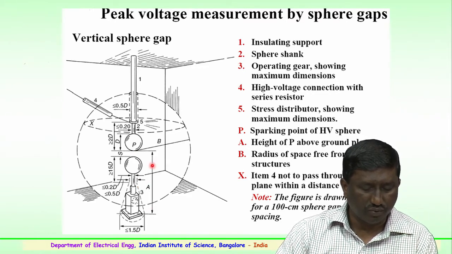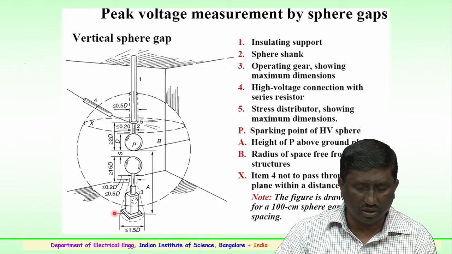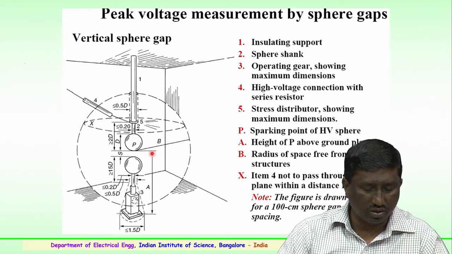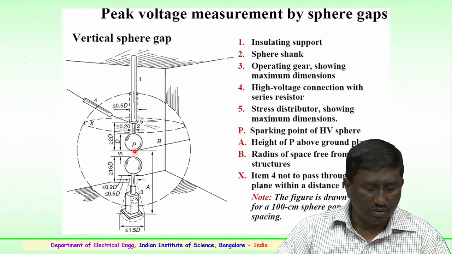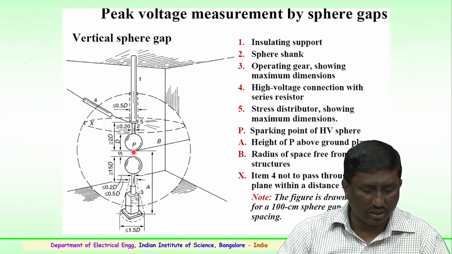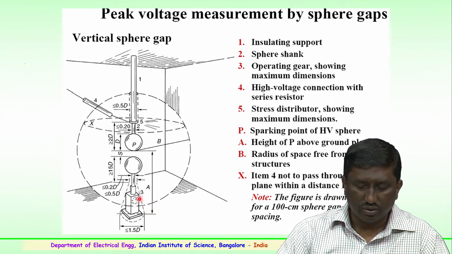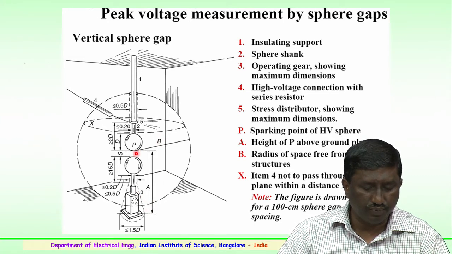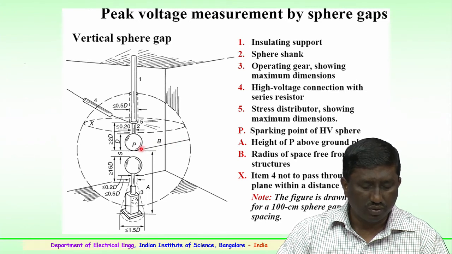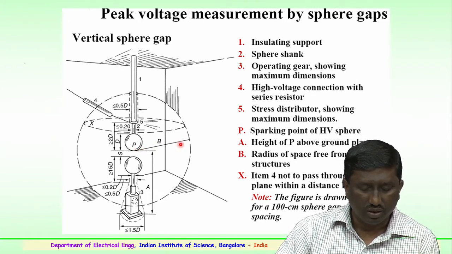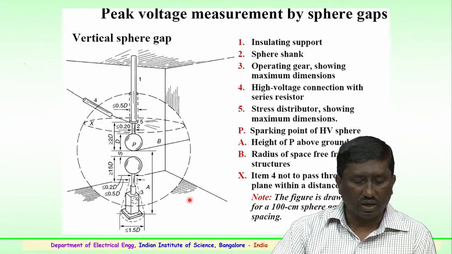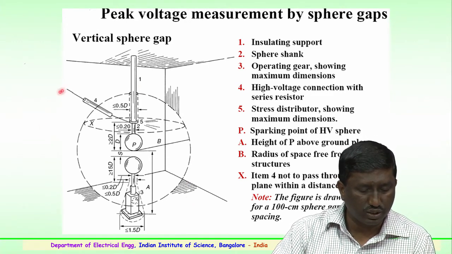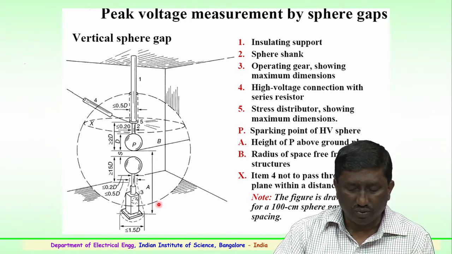And the distance from the ground plane is the distance A, which is fixed, or it could be adjusted as per the requirement. So, this shows the height of P, that is the point where the sparking could occur, from the ground. The radius B shows the value from the peak point of the sphere to the outer circumference, shown here in the dotted line, and it represents the radius of the space surrounding the sphere gap from external structures.